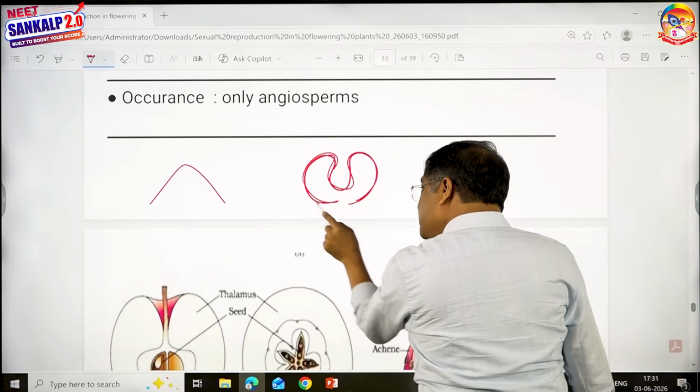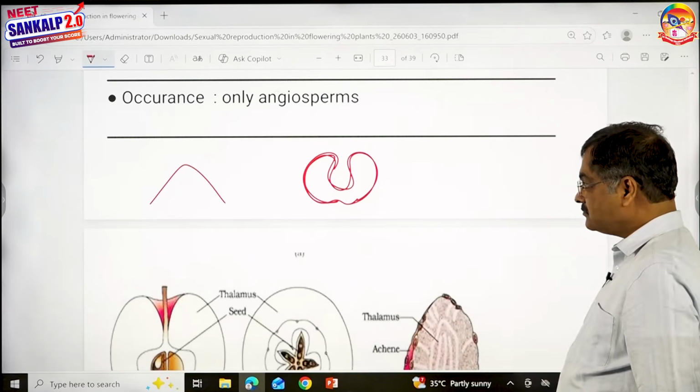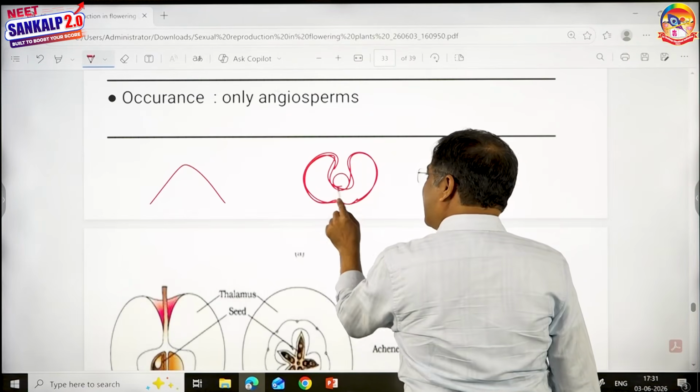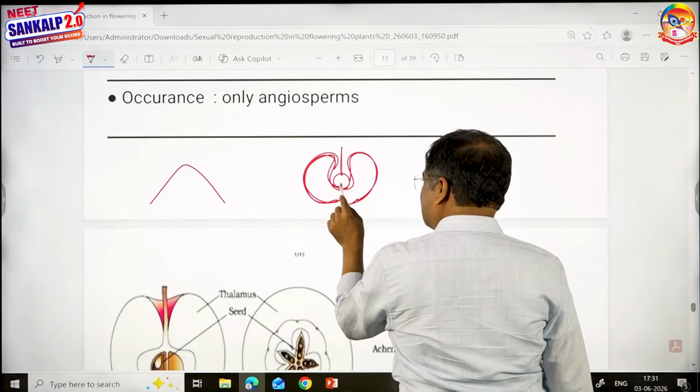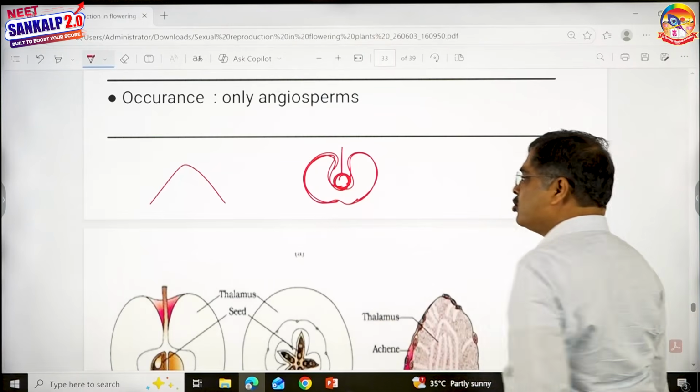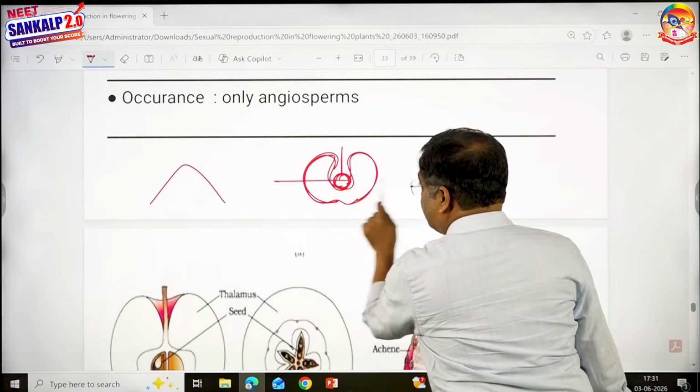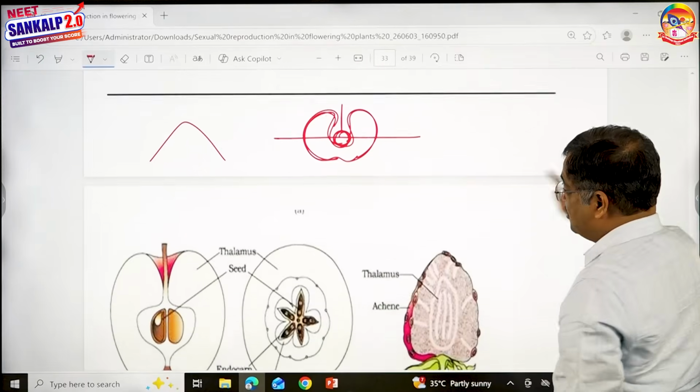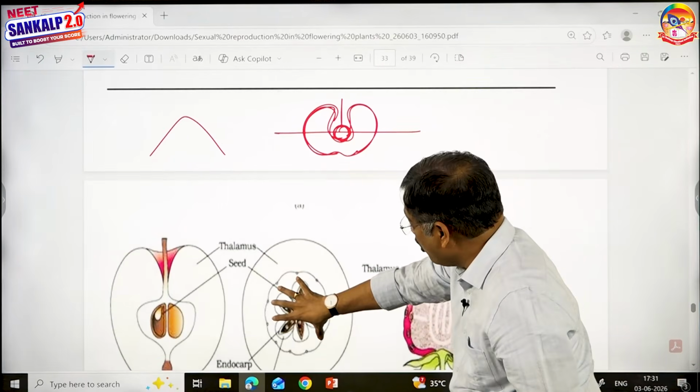So this is the cup-shaped thalamus which you eat. Then you may ask me, ovary? Ovary will be there. And this is the style, ovary. The ovary will become fruit. So if you take a transverse section of it, this will be like this. This is the ovary.